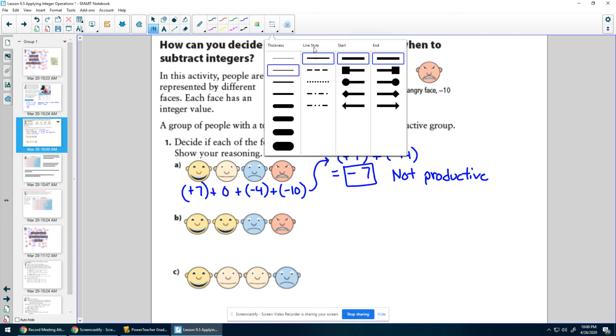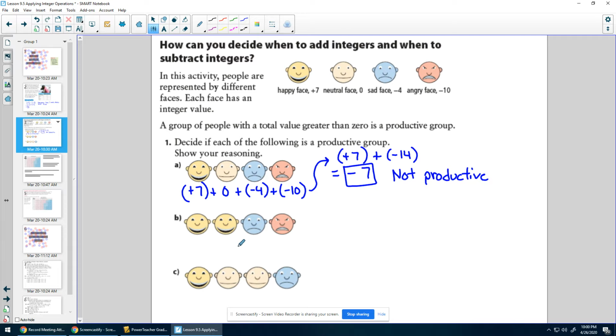Okay, I'll use a different color for this. I'll do this next example B, and we'll do this one together, and then I want you to try C on your own. So again, we have +7 plus +7 plus sad face is -4 plus -10. So we'll group our positives.